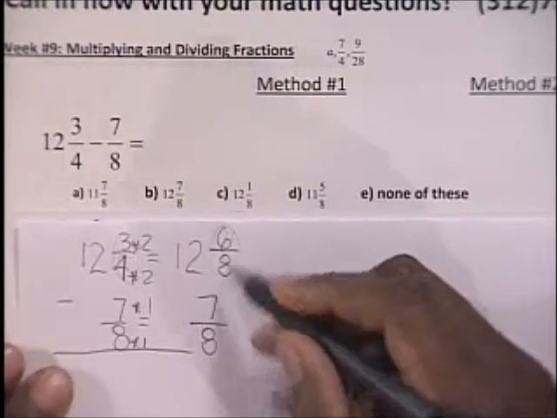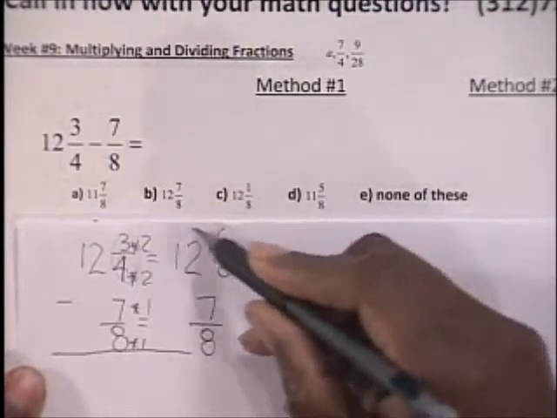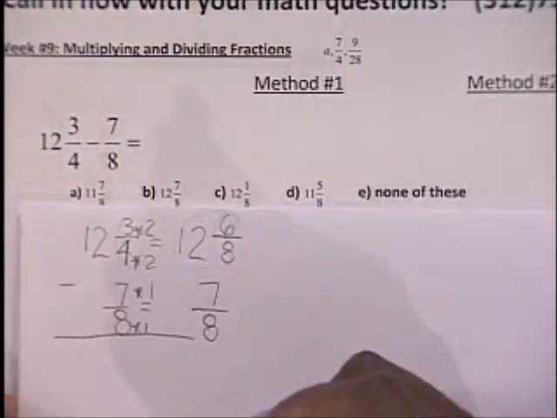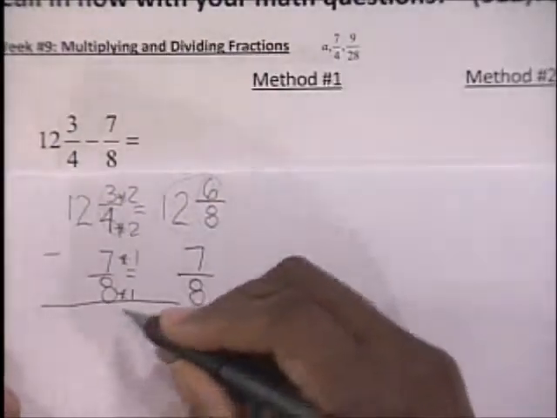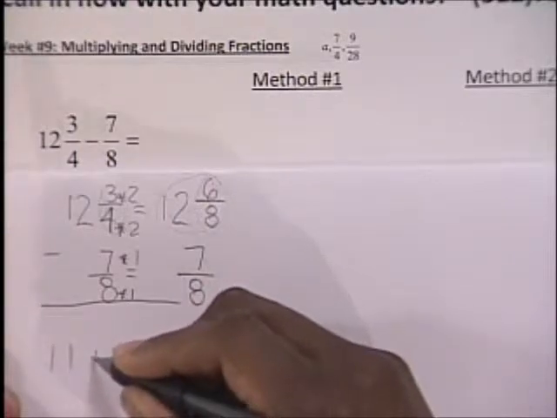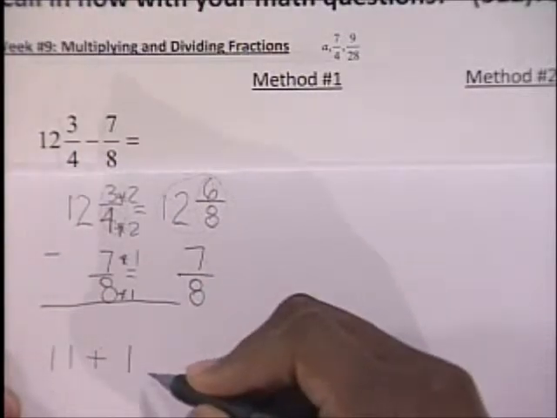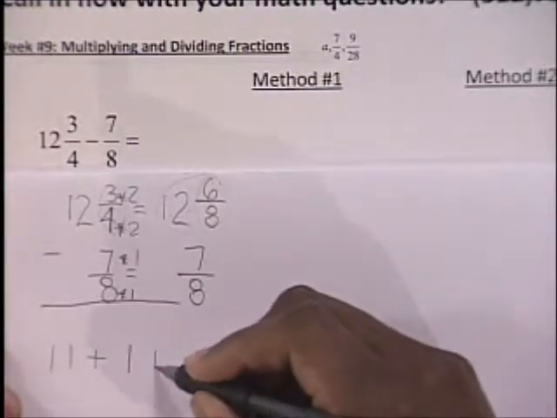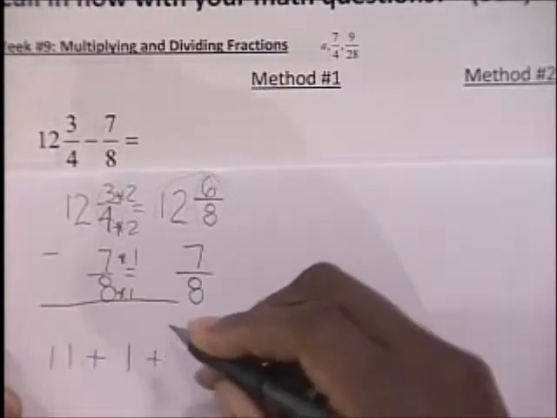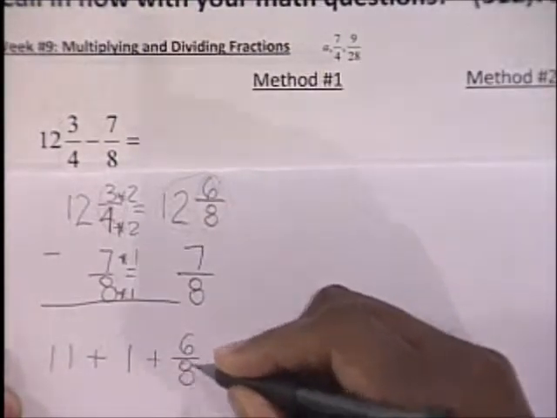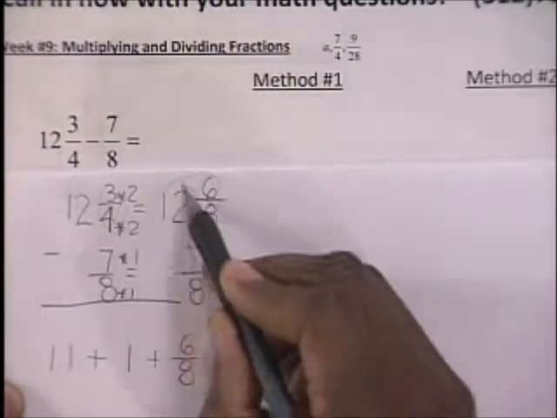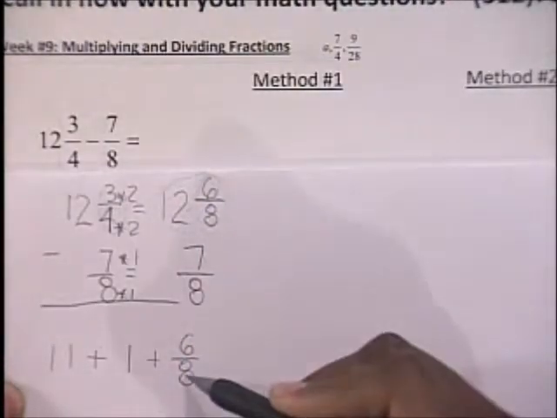Let's take a quick look. You have to have another way of writing 12 and 6/8. Well, what can you do? You can see that another way of saying 12 is 11 plus 1. 11 plus 1 is the same thing as 12. And because you want to rewrite 12 and 6/8, you'd say 11 plus 1 plus 6/8. 11 plus 1 is the same thing as 12, and 6/8 we just brought down.